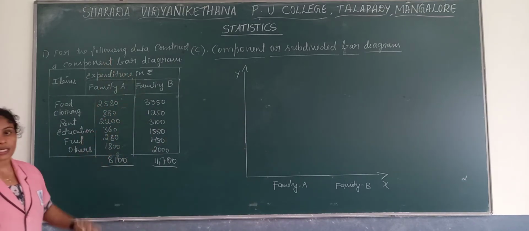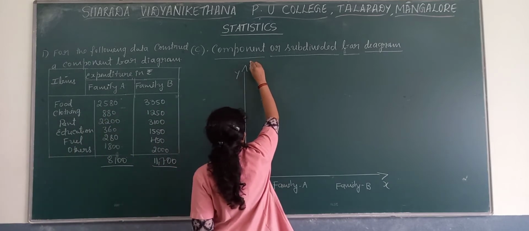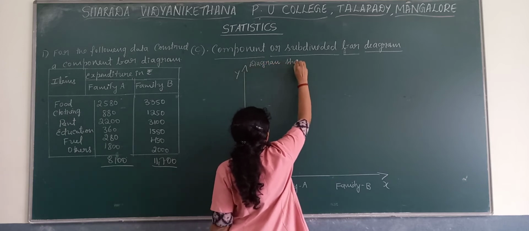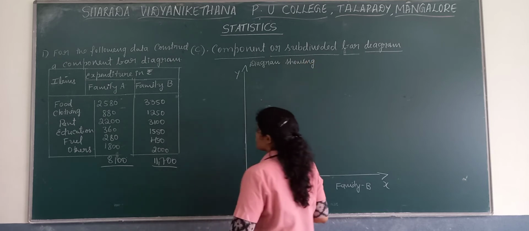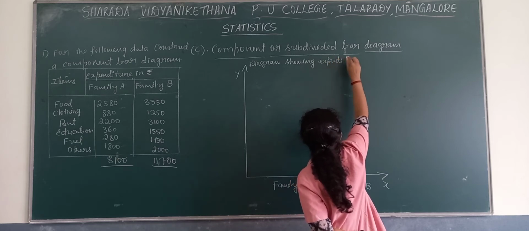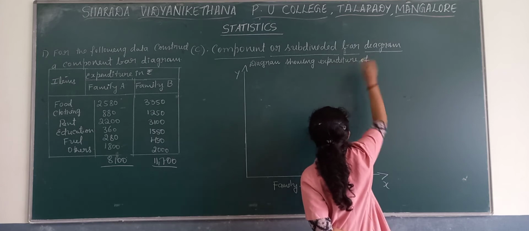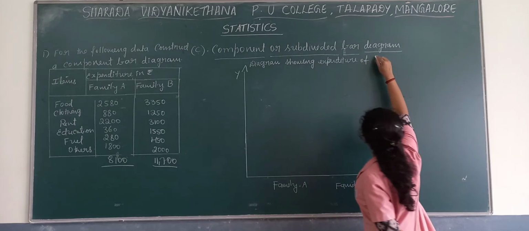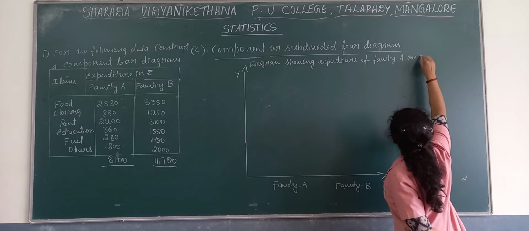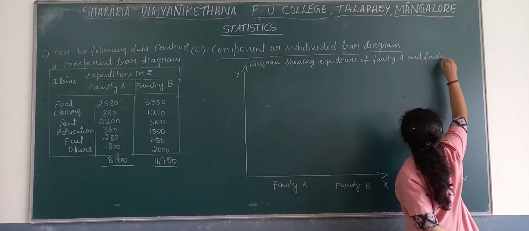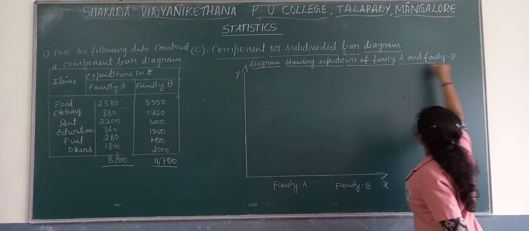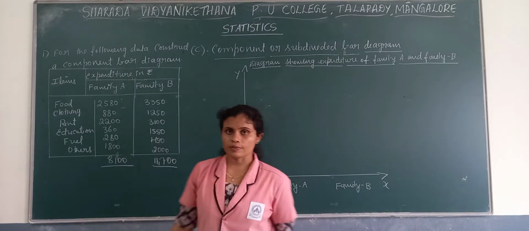What we are showing here is the subdivided bar diagram. The diagram showing the expenditure of family A and family B. This is the diagram which shows the expenditure of family A and family B.